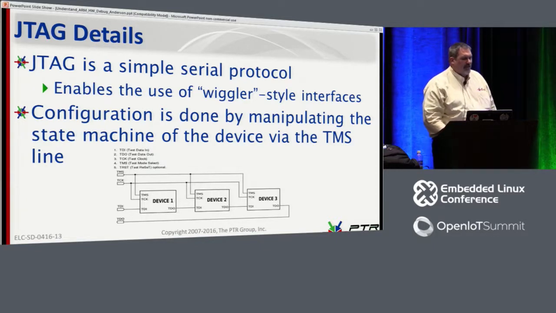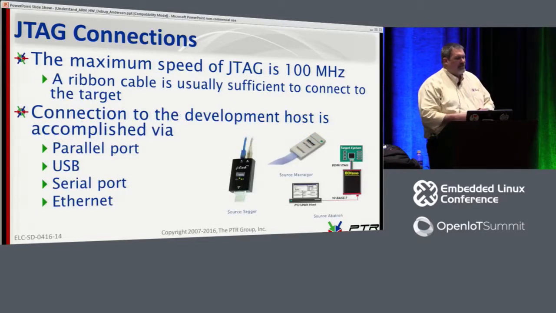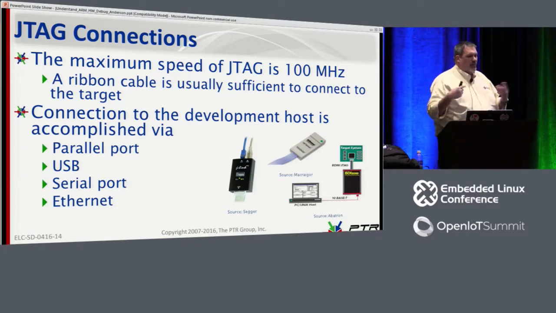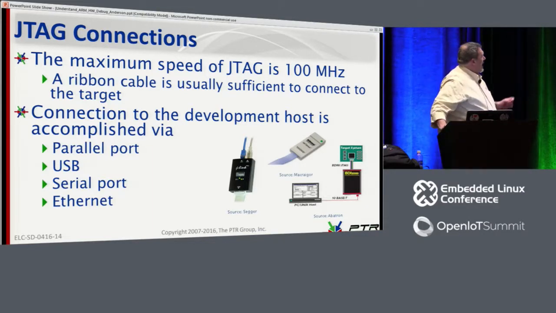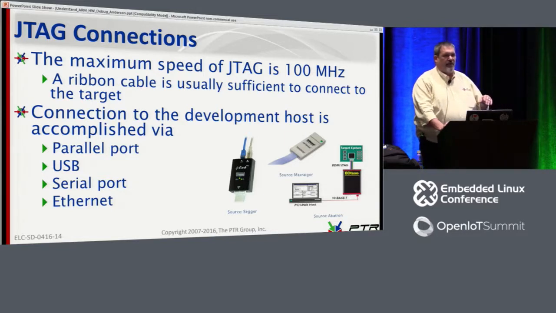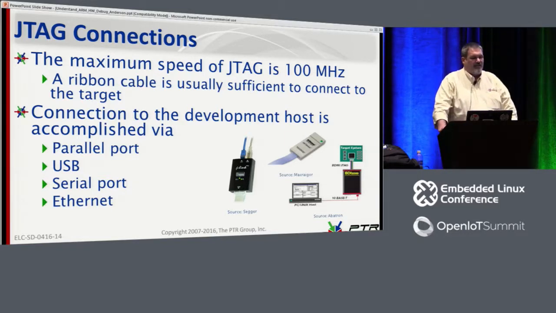So this is a fairly standard sort of connection these days. We have a maximum speed. They started out at 100 kilohertz. Now it goes up to 100 megahertz with the 1149.2. A ribbon cable is typically more than enough for being able to connect to one of these things. And the connection to the development host, depending on whose manufacturer you happen to be using, I've seen parallel ports. USB is probably the most common these days. I've also seen serial port versions of JTAGs and Ethernet versions of JTAGs.